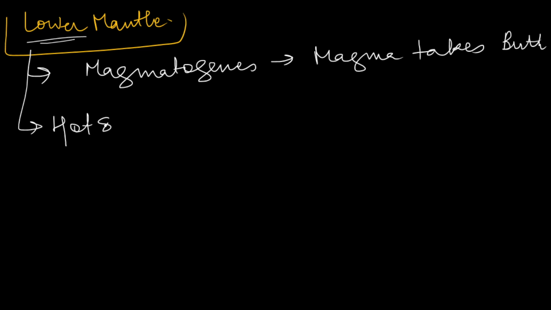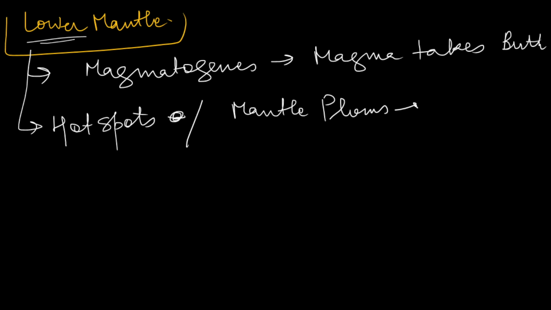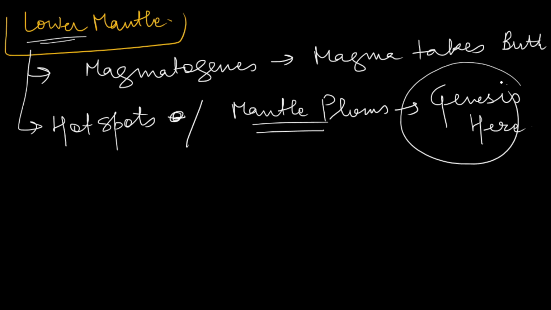These regions are the regions of hot spots, or you can say mantle plumes. Mantle plumes' genesis is here, that is the birth of hot spots. You have heard about various hot spots on the various regions of Earth. There are various mantle plumes, and all of these start or generate here. The genesis is here only.